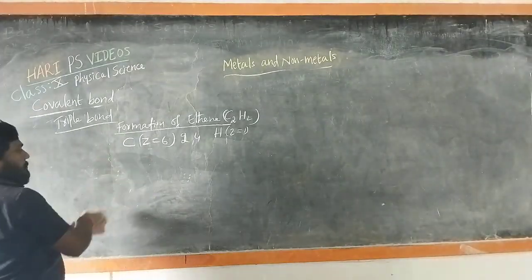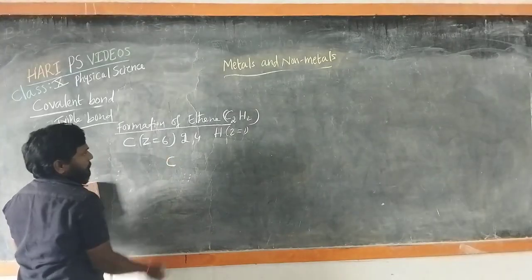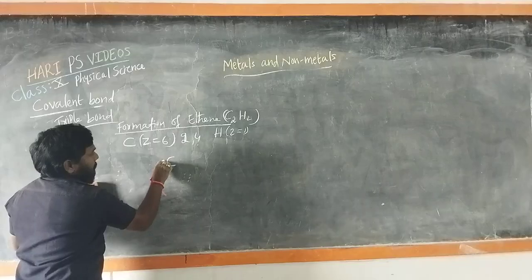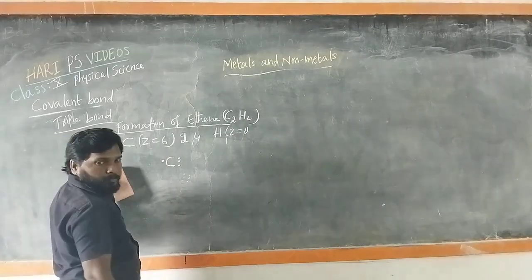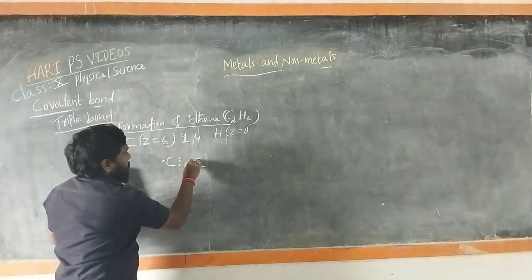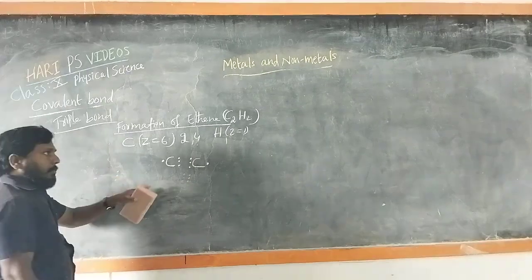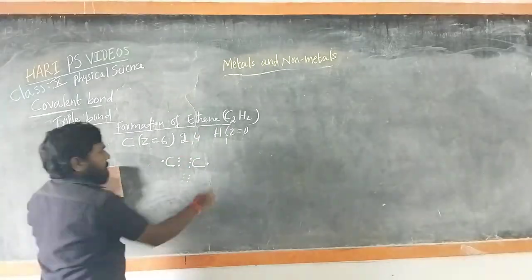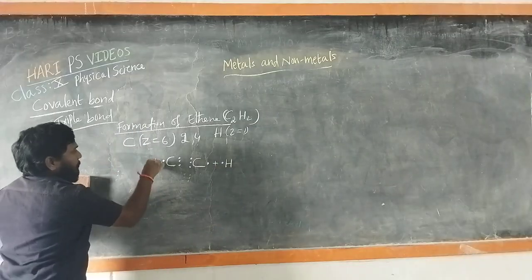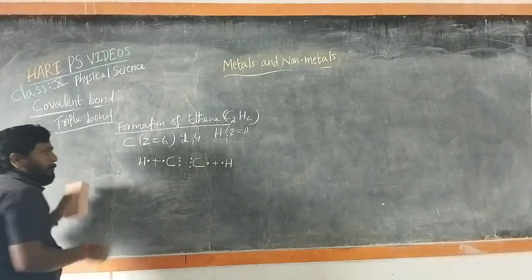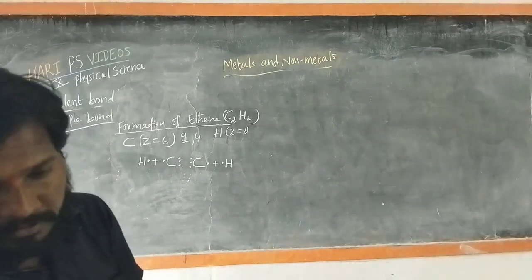The 2 carbon atoms indicate the hydrogen atoms. 1 carbon atom contains 4 electrons: 1, 2, 3, 4. Then one more carbon, 1, 2, 3, 4. 2 carbons. And how many hydrogens? 2 hydrogens: 1 hydrogen plus 1 more hydrogen.